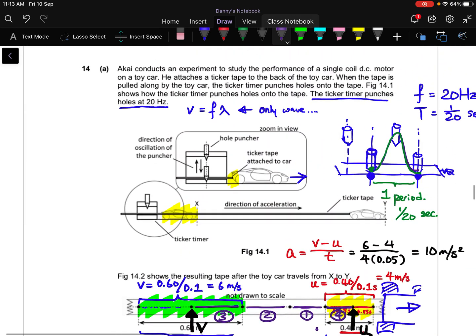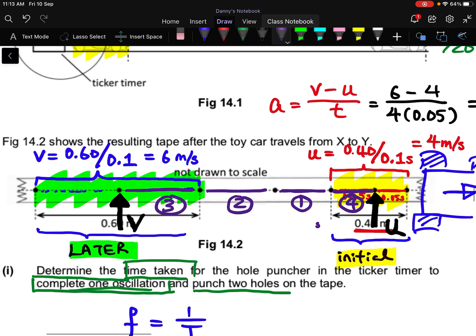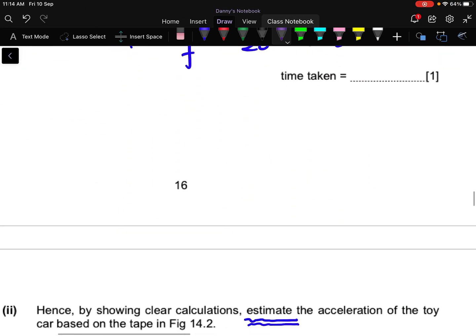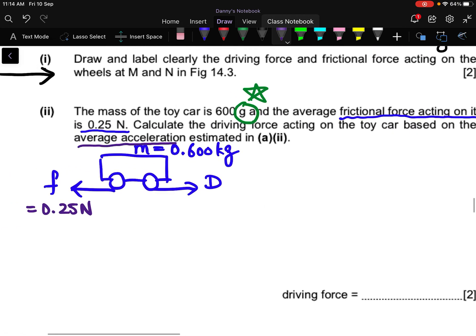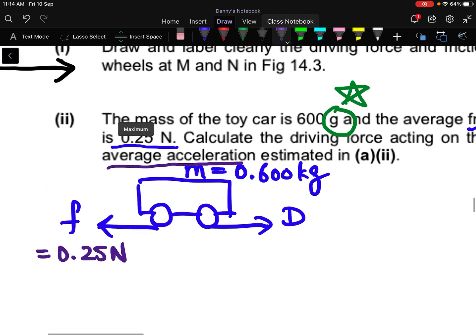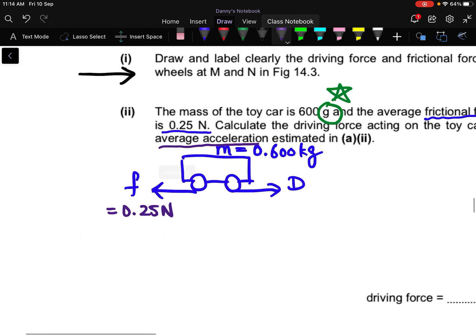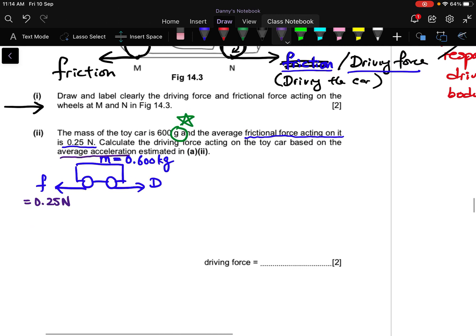Then you may ask, teacher, but I don't know what if there is indeed zero acceleration? Then if it is zero acceleration, then this ticker tape diagram would have equal interval. So that's why this toy car is accelerating. So you know that there is acceleration, and hence you should know that the 0.25 refers to friction at the back.